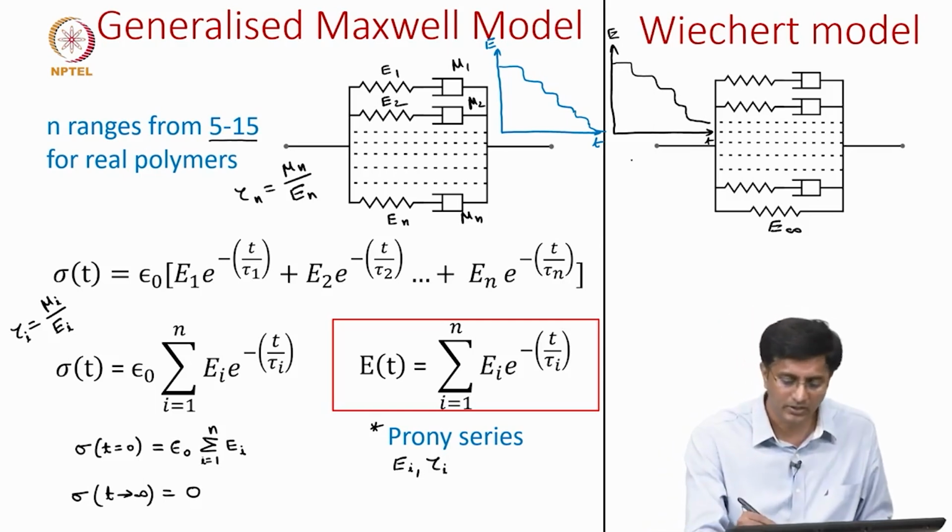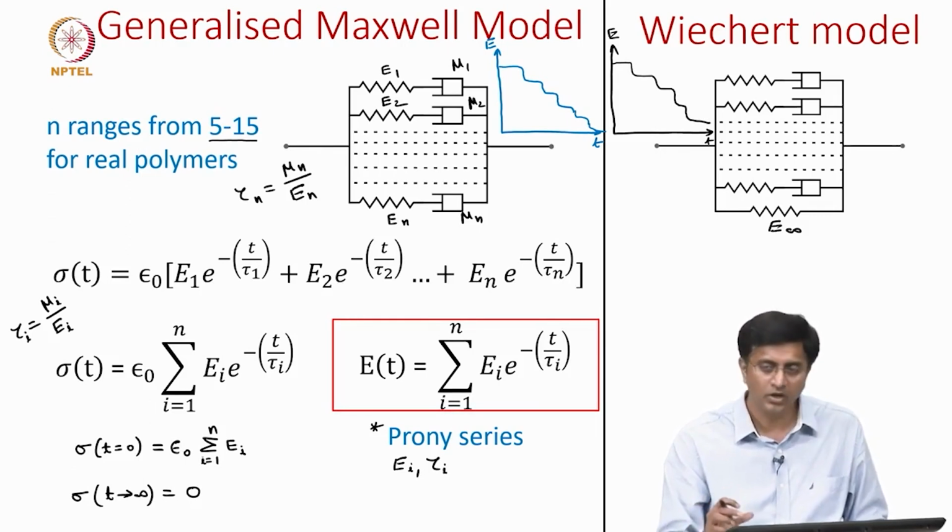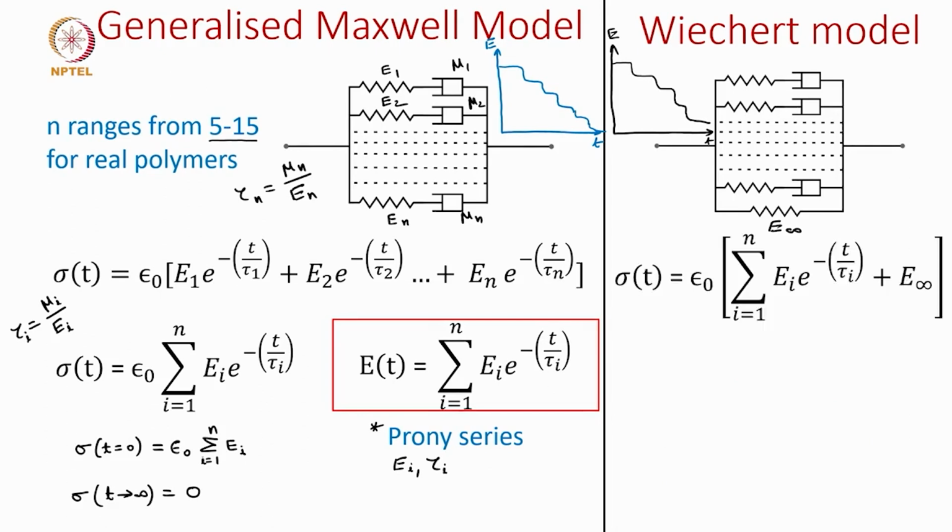So, at time t tends to infinity, we get a non-zero value for the relaxation modulus. But now let us see how we can write the relaxation response. We will use the earlier expression which we named the Prony series, and to that we will add this extra term E infinity, because this is the instantaneous stress coming from the last element, which is a single spring in parallel.